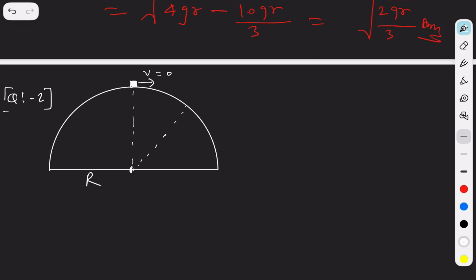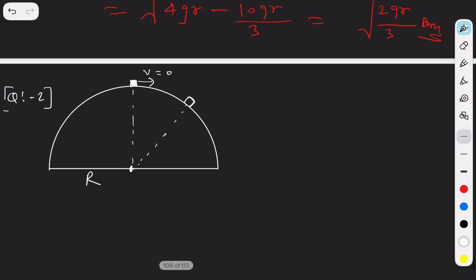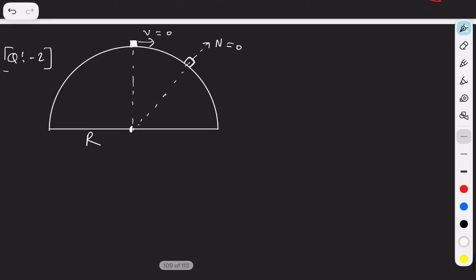So if you see here, when it reaches here, suppose the contact is going to be lost. If the contact is going to be lost, it means this normal force is going to be 0. Because it is at the verge of losing the contact, the particle is still following the circular path.